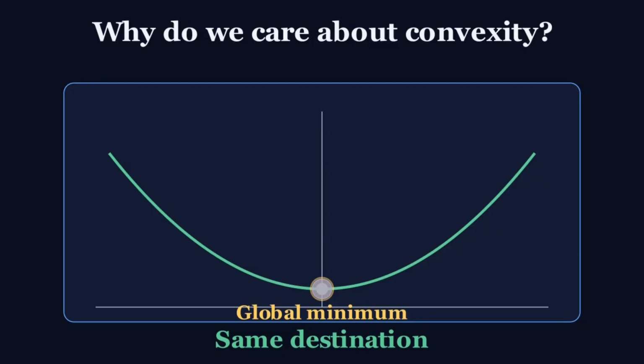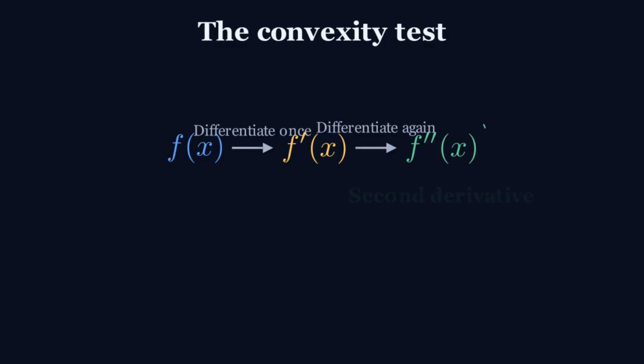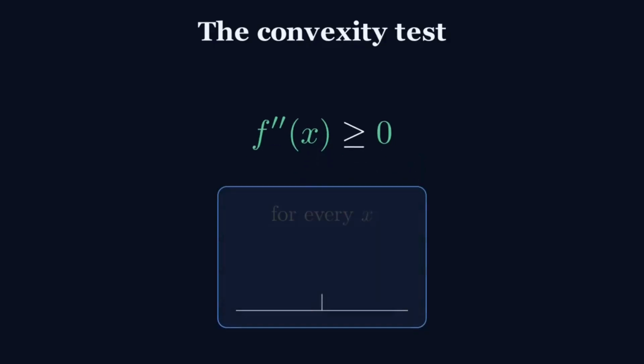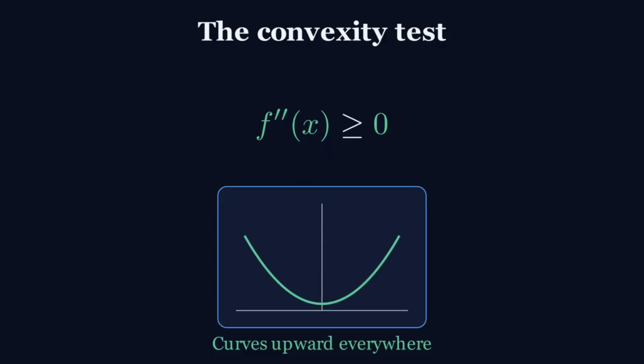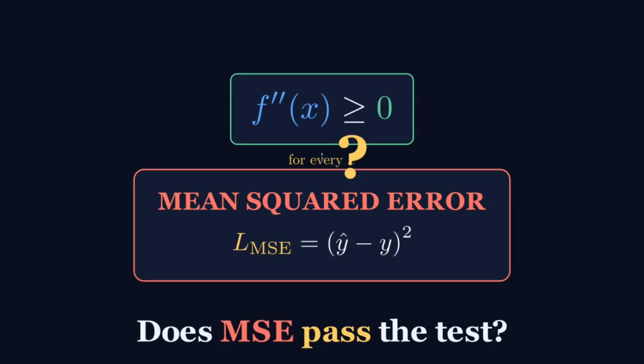So how do we actually test for this? For a function of one input and one output, there's a simple condition. A function is convex if its second derivative is greater than or equal to 0 for every value of x. So that's the test. Does the mean squared error actually pass it?